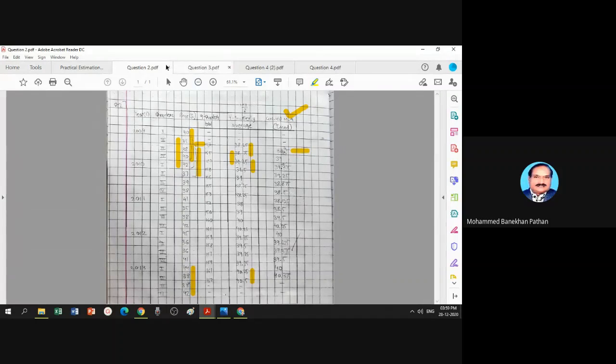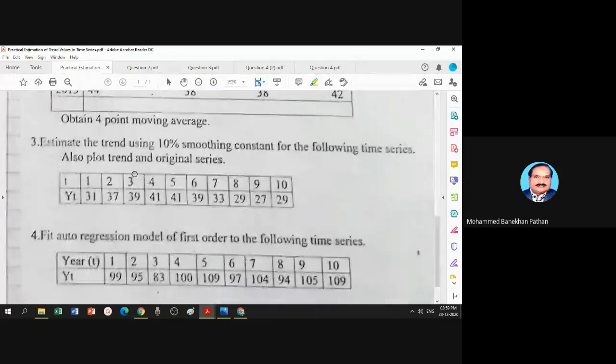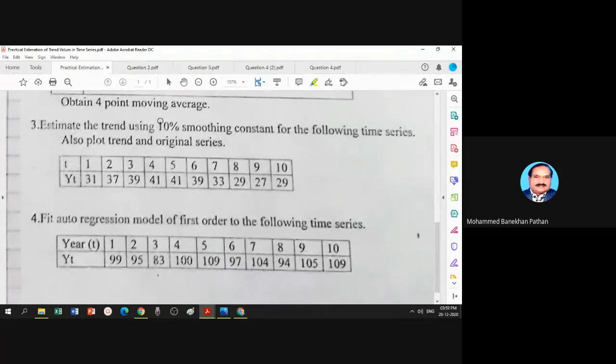Now we'll proceed to question number 3. What does question number 3 say? Estimate the trend using a 10% smoothing constant factor, which is called a damping factor, for the following time series. Also plot the trend and the original series, what we did in question 1. After getting the trend values, we draw a plot on graph paper. Let us see how the question will be solved.